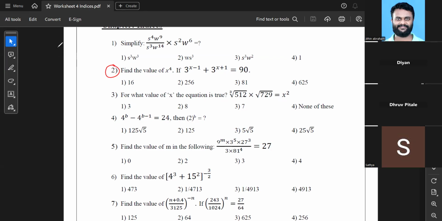So 3 raised to 2 is 9, 3 cubed is 27, then 81. But I cannot do that. 90 will not work; if it were 81, it would have worked.